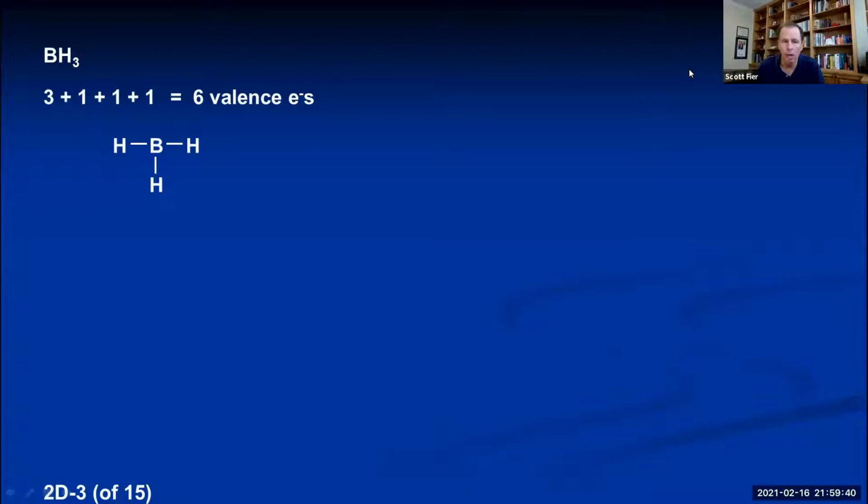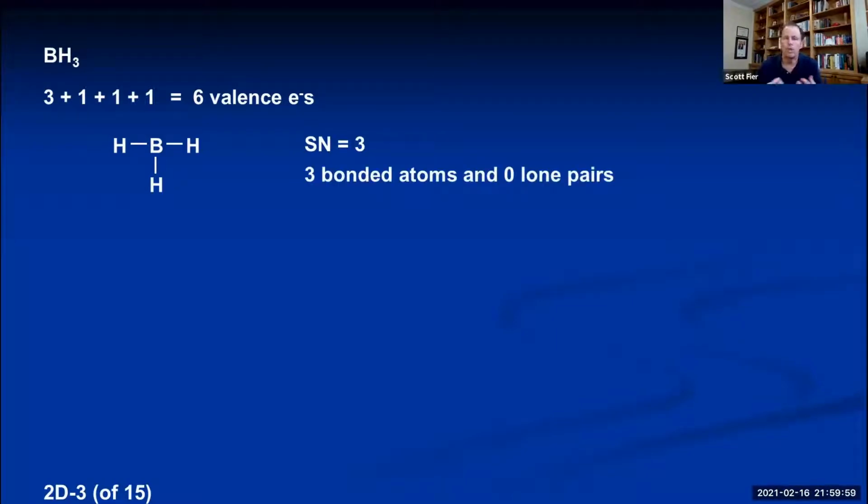So we look at the central atom and we figure out how many atoms are bonded to it and how many lone pairs it has. If we add those together, that's called its steric number. And in this case, the steric number of the boron should be 3 because there's 3 hydrogens bonded to it, but the boron doesn't have any lone pairs. So the shape of the molecule is going to be whatever shape allows those 3 hydrogens to spread themselves out as far apart as possible.